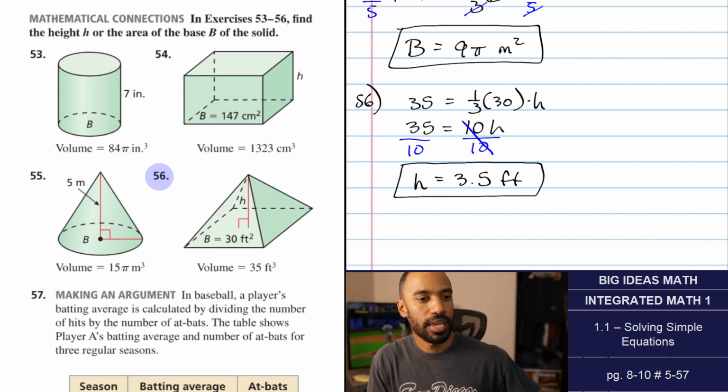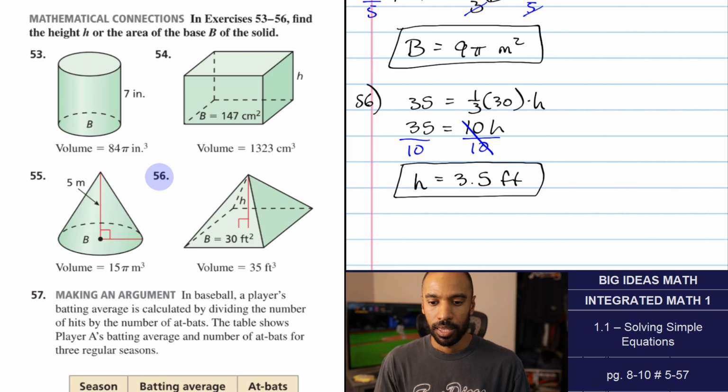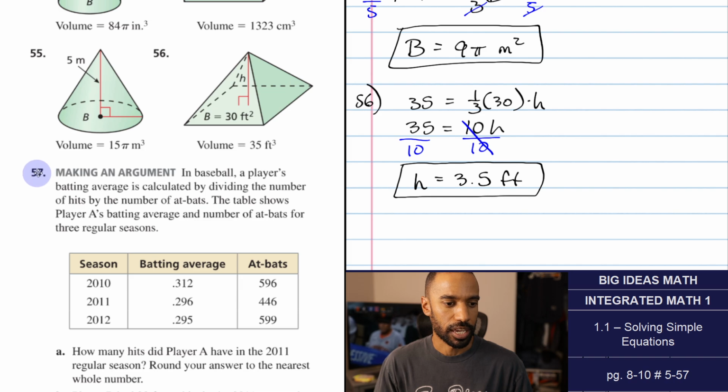So that's numbers 53 to 56. And as we're just past the 2-hour mark, our final question is number 57, which looks like a big one.